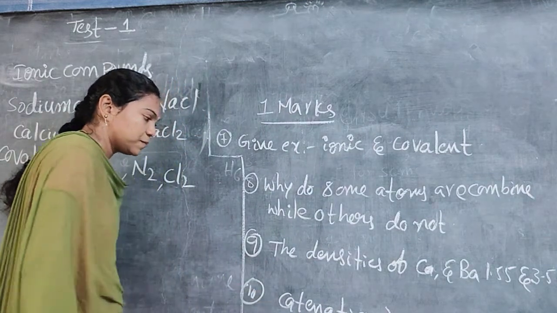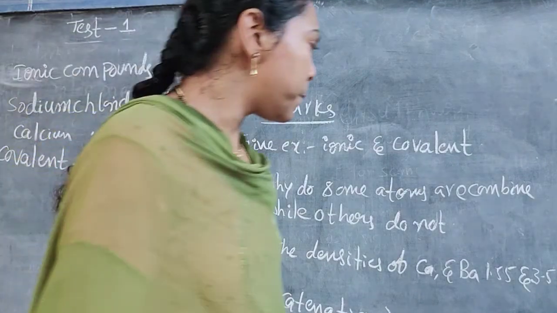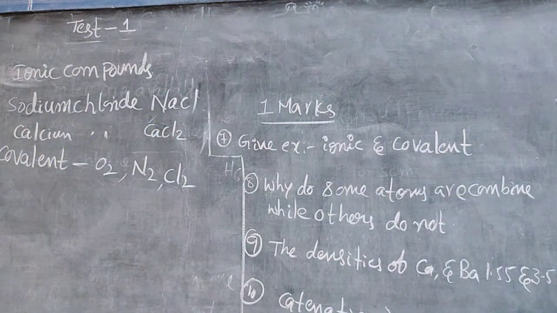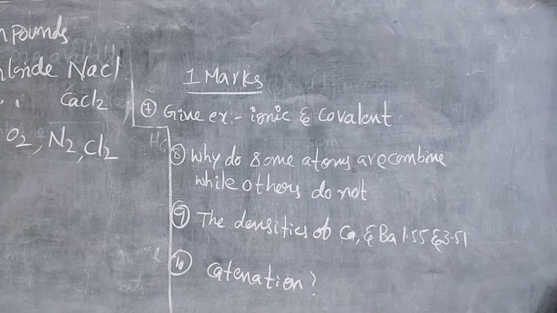Next, 9th question. The densities of calcium and barium are 1.55 and 3.51 gram per centimeter cube. See, this is the question. Based on Dobereiner's law of triads, can you give the approximate density of strontium?